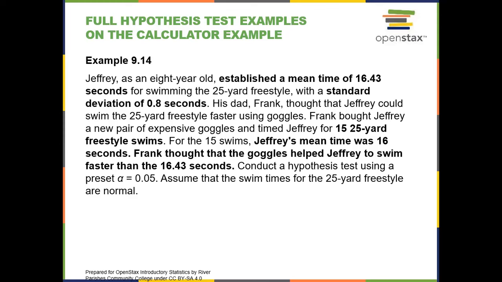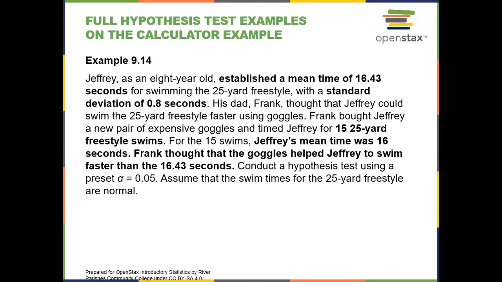Input mu sub 0, that is your educated guess. That is the hypothesized value of the population mean, which in this case is 16.43. The standard deviation is 0.8, given in the problem statement. So in the first line, input should be on stats. Okay. And mu sub 0 is 16.43, sigma is 0.8, x bar is given to us, the sample mean of 16 seconds for 15 swims, n is 15.